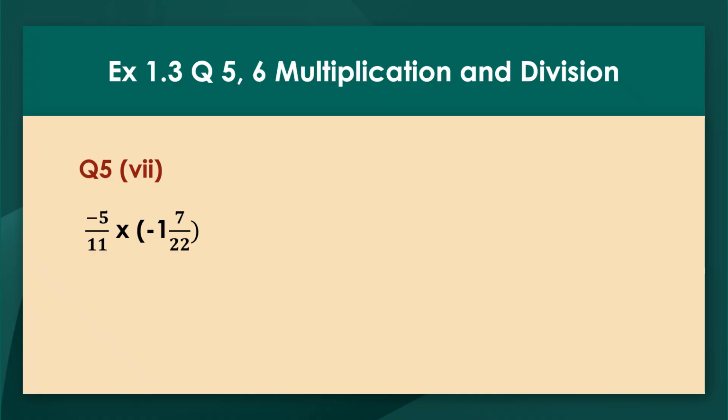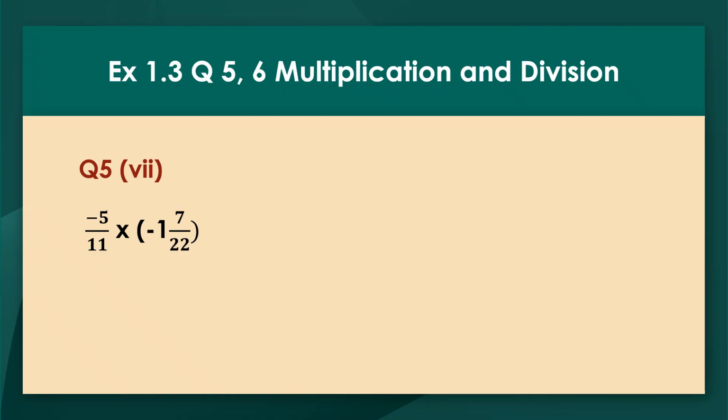Now question number 5 part 7. It is again a very easy question. We have -5/11 and we have to multiply it by a mixed number, that is -1 whole 7/22. Now here, before multiplication, our first step will be changing this mixed number to an improper fraction.